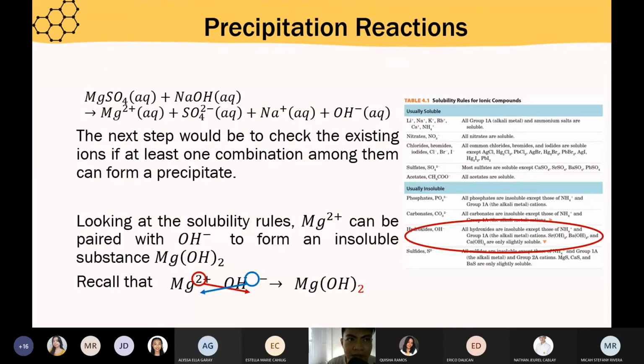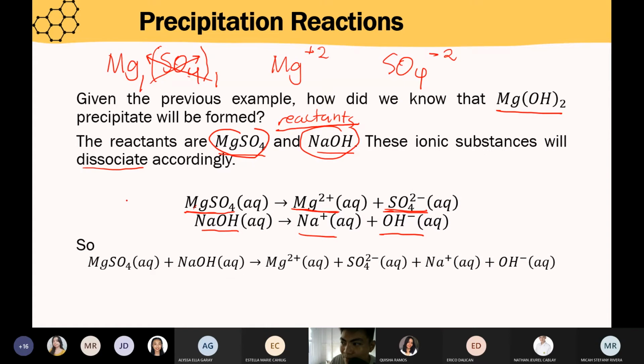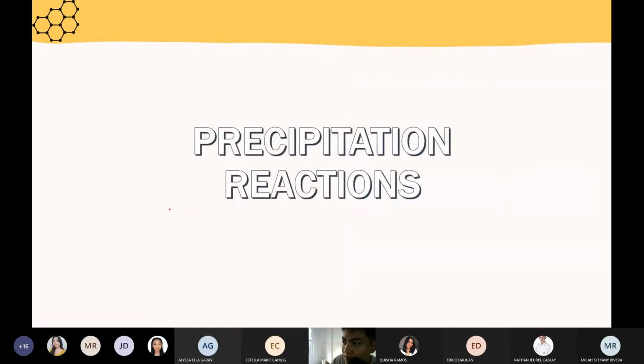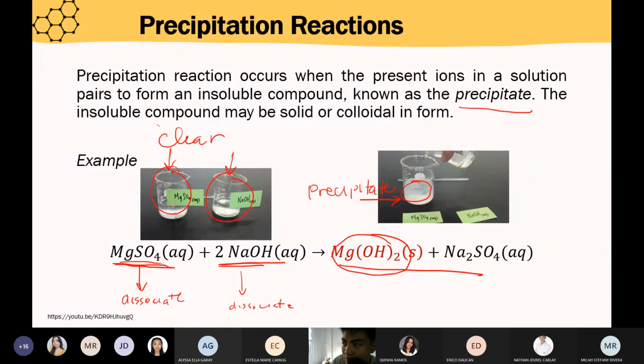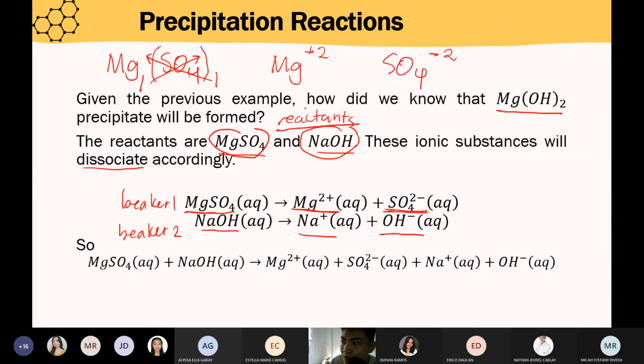So, magkakaiba yung ions nila. Now, ngayon, pagsasamahin na natin sila. Yung beaker ng magnesium sulfate, at beaker ng sodium hydroxide. We combine them. Okay? What will happen? When we combine them, the ions can start interacting. Dito, maghahanap na sila ng possible partners. Ito yung beaker 1, ito beaker 2. Pero, ngayon, pagsasamahin na natin sila. Let's combine them.